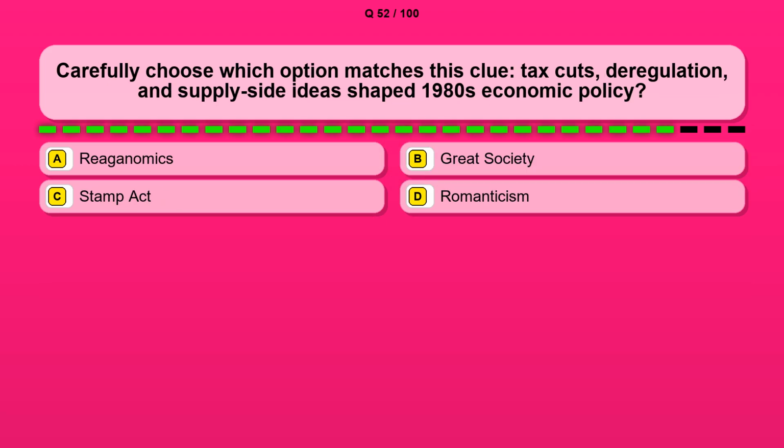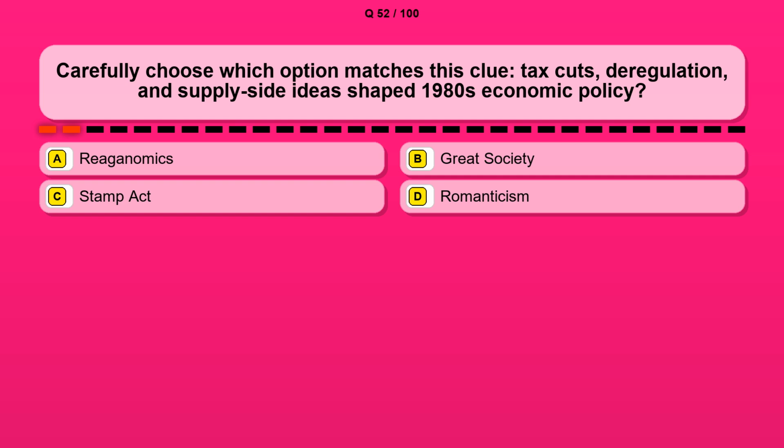Question 52. Carefully choose which option matches this clue. Tax cuts, deregulation, and supply-side ideas shaped 1980s economic policy. Option A, Reaganomics. Option B, Great Society. Option C, Stamp Act. Option D, Romanticism.